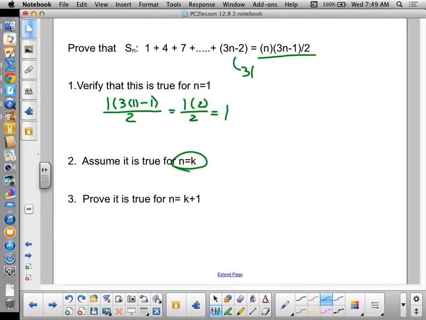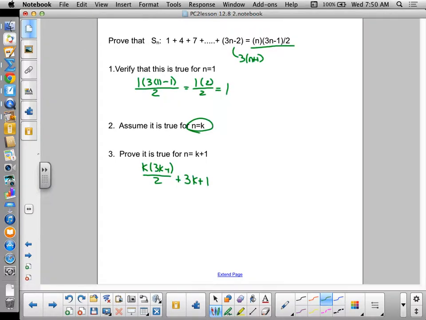If I did the next term, it'd be 3n plus 1. That'd be the next term after this one, because we're adding 3 each time, right? That's always a little bit tricky to figure out, but that's okay. So for the k plus 1 term, the sum would be k times 3k minus 1 over 2 plus the next term, 3k plus 1. And then we algebraically combine those terms.